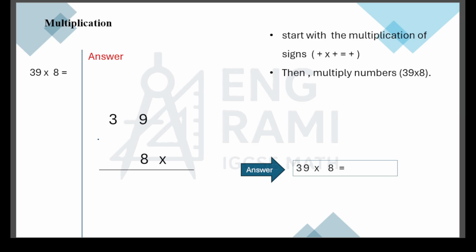Anyway, 8 times 9 equals 72. So we have to write 2 here and carry over the 7 here. The second thing is we have to multiply 8 times 3 and add the 7. 8 times 3 equals 24, plus 7 equals 31.